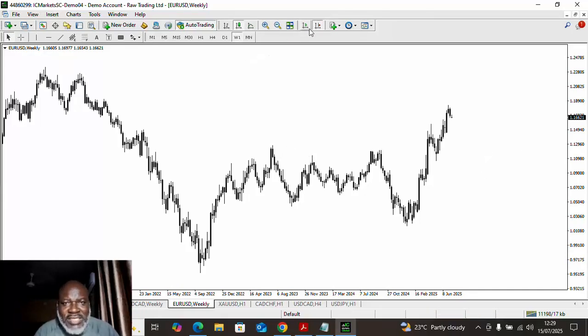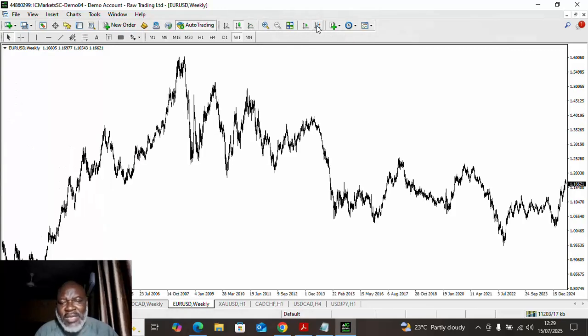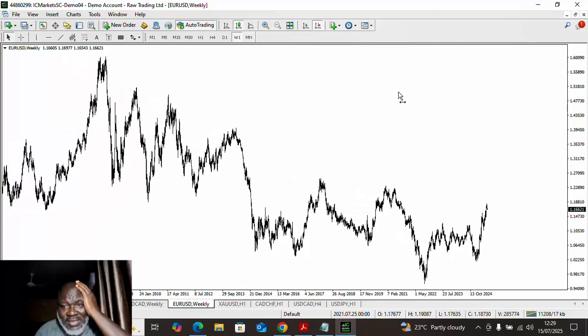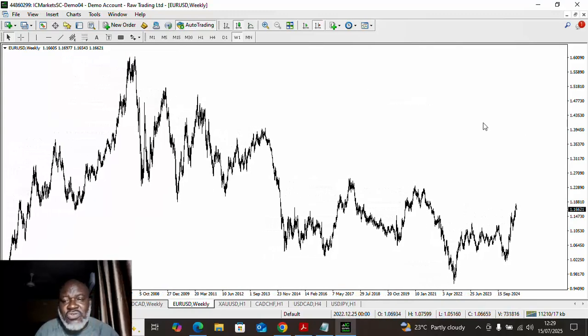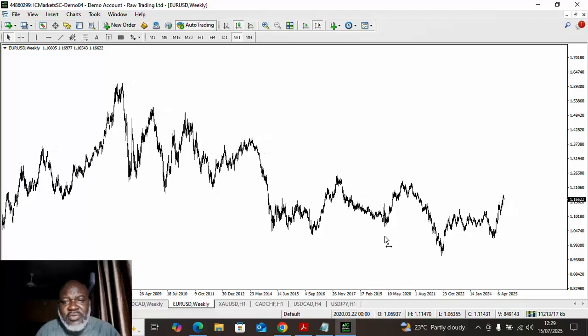So if you want to look at it a lot more deeply, let us try and zoom out. Now when you look at it zoomed out like this, from this structural point of view, you may agree with me or not that this market would gain some momentum to the upside, taking away some levels.